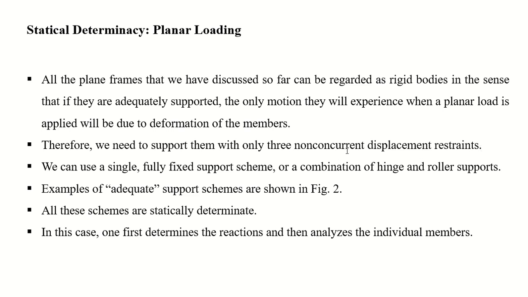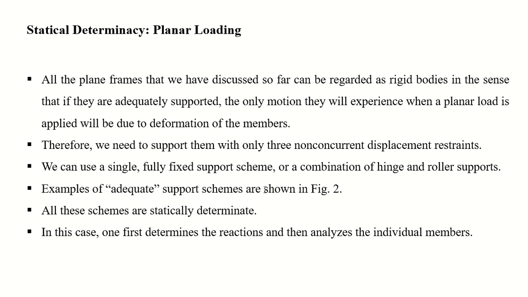Okay, if you remember the stability of trusses lecture, I explained over there that all the reactions should not be concurrent, otherwise the structure will not be stable. So it says that we need only three non-concurrent displacement restraints. We can use a single fully fixed support scheme or a combination of hinge and roller supports. So it is basically similar to that of beam supports. If you remember the supports of beam, it is more or less similar to that.